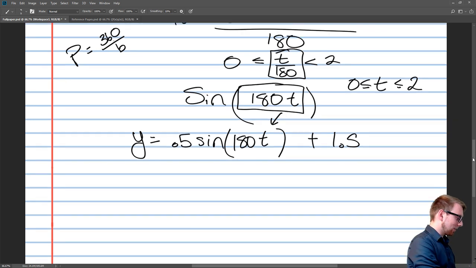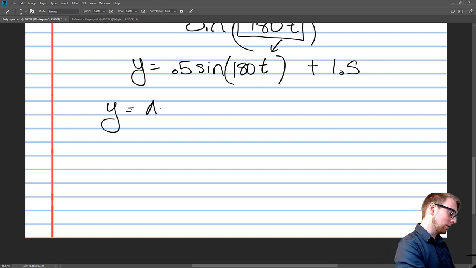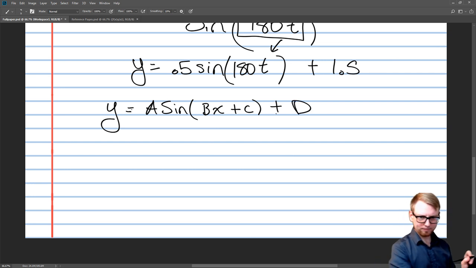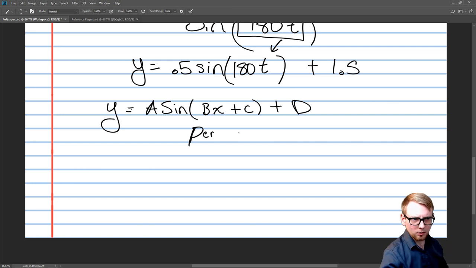Here, let me go back to this idea. Remember, if you have this function, y equals a sine of bx plus c plus d, I think that's the general form that you would write. The period is different. Wish I could find it in your textbook.